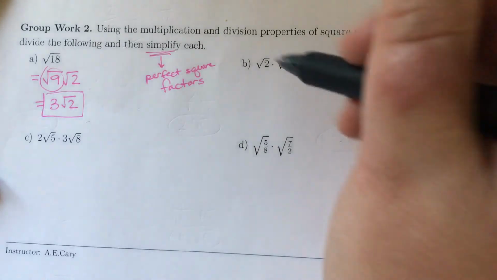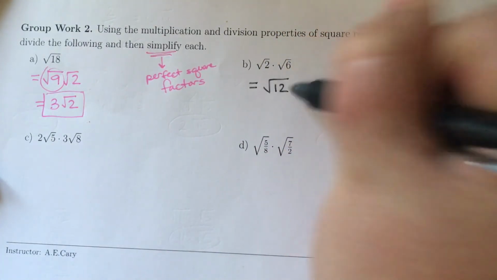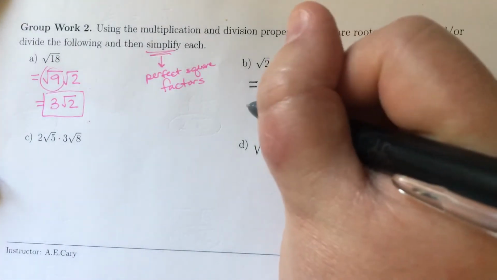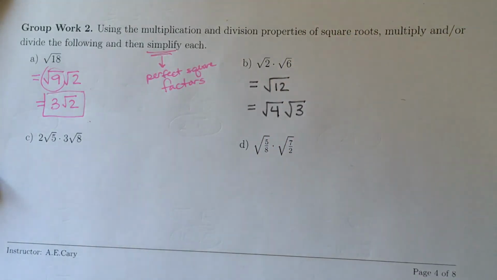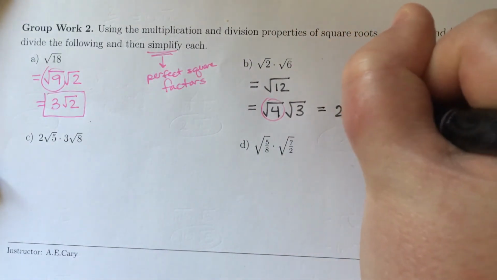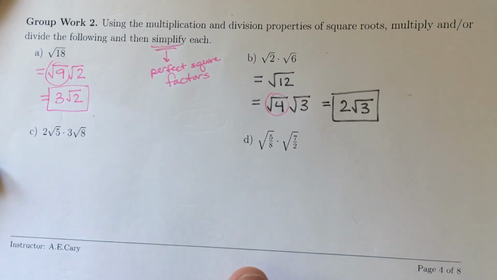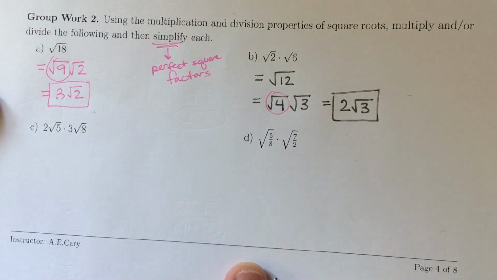Let's try part B. We're going to use the multiplication property. 2 times 6 is 12, so this is just square root of 12. But I can't stop there. We got to look for perfect square factors. 4 is a perfect square that goes into 12. So we need to actually take the square root of 4. The square root of 4 is 2, so our answer is 2 square root of 3. So these aren't so bad once we get the hang of it and once we really memorize our perfect squares and know what to look for.